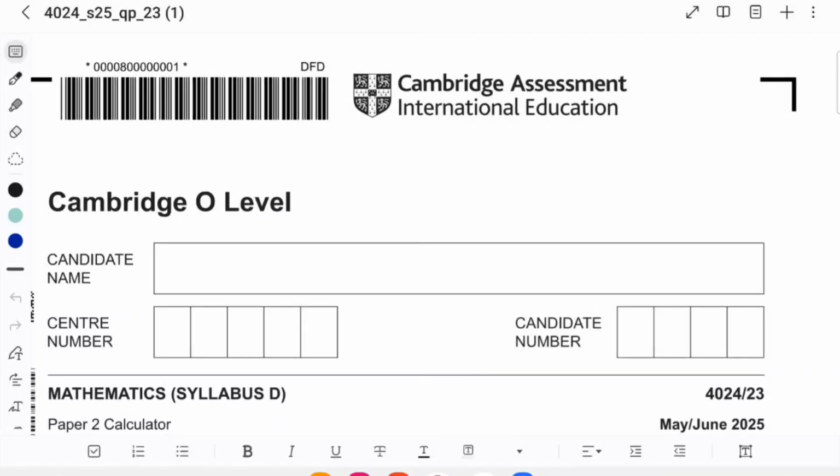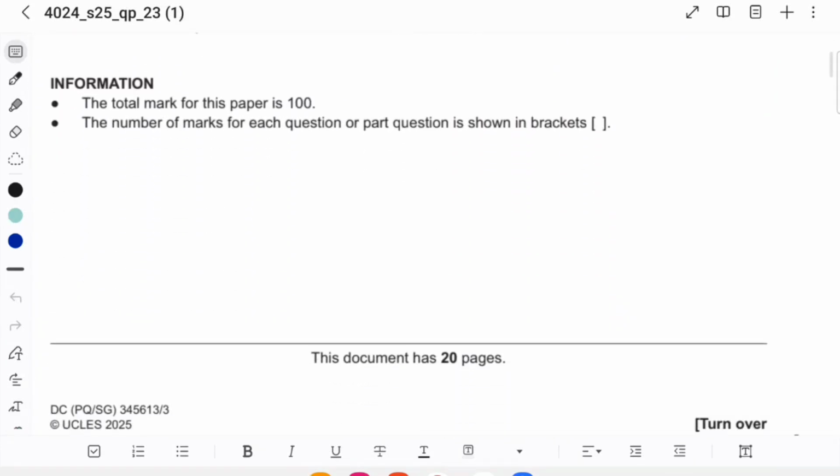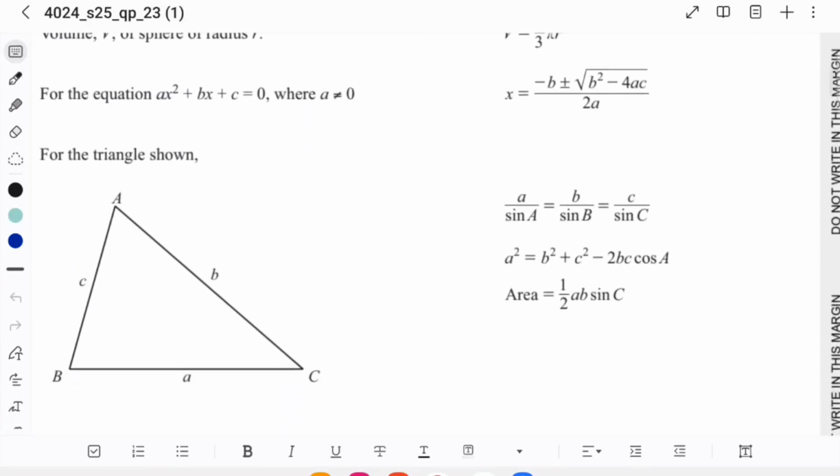Hello everyone. In this video we'll go through the 4024 O levels May June 2025 paper 2-3. This is a calculator paper of 100 marks and the time allowed is 2 hours only. So let's begin the paper. The formula sheet will be given.